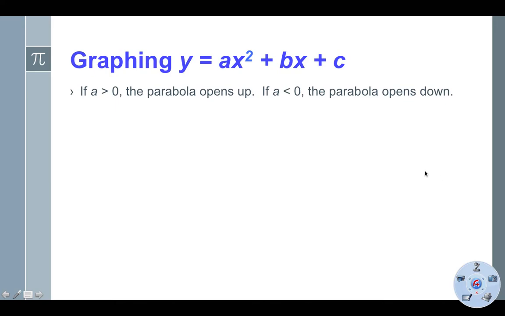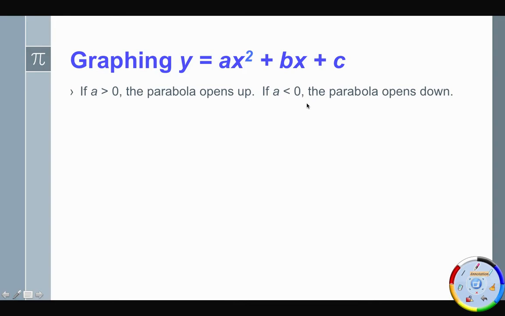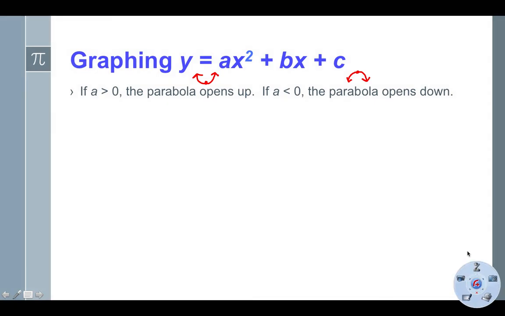So first off, if a is bigger than 0, the parabola opens up. And what I mean by opening up is the very obvious, it's a U up, a smiley face graph. If a is less than 0, the parabola opens down. So this would be a downwards parabola. Notice here your vertex would be at the bottom, and notice here your vertex would be at the top. We're going to use that later.